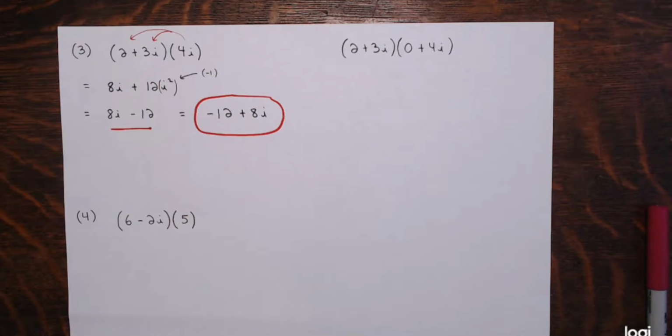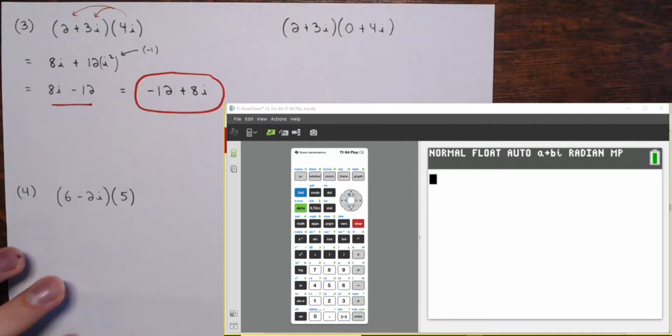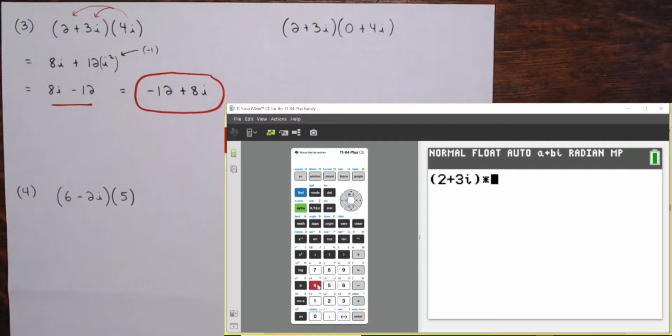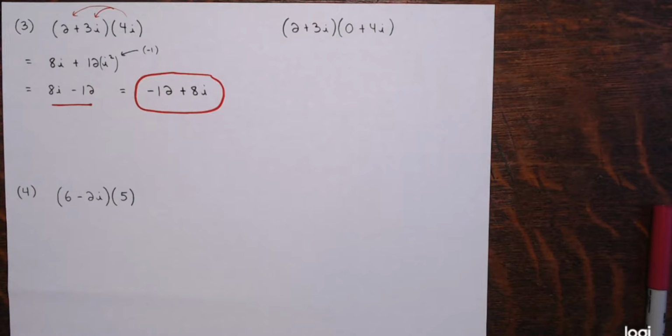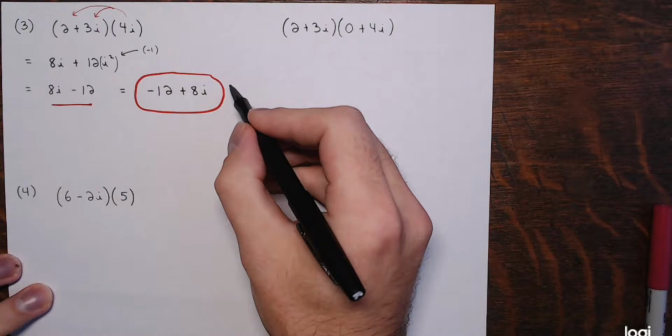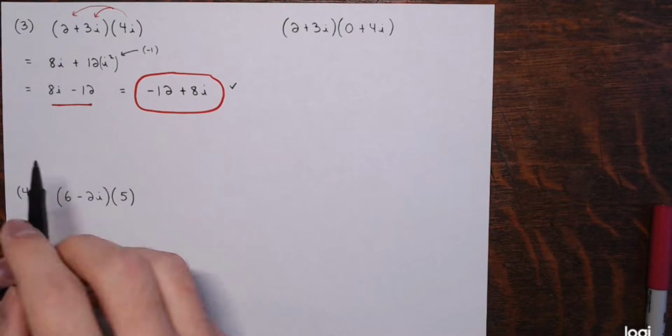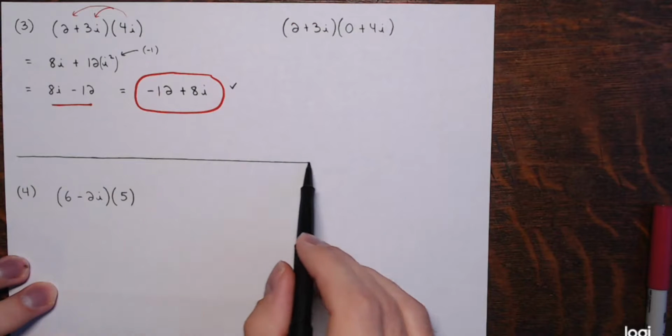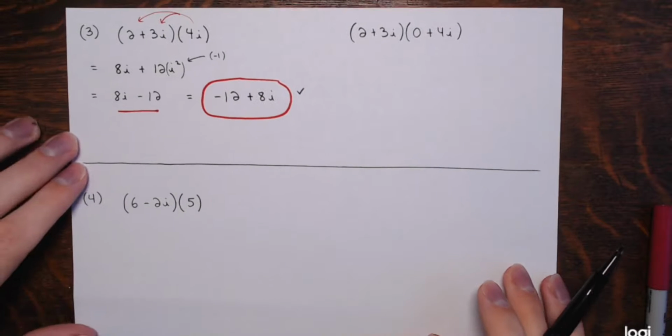And once again, let's test this out. Pull up my calculator here, and the first number was 2 plus 3i times, and then just 4i. Look at that, negative 12 plus 8i. Exactly what I got doing it by hand. Excellent. All right, so I'm going to leave the rest of the checking to you if you want to do it on your own. Okay, that'll be the last one I do the calculator for.